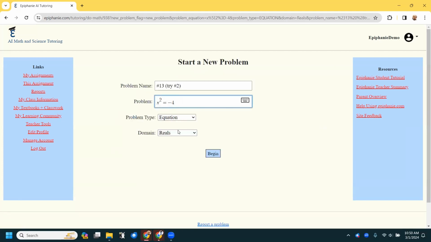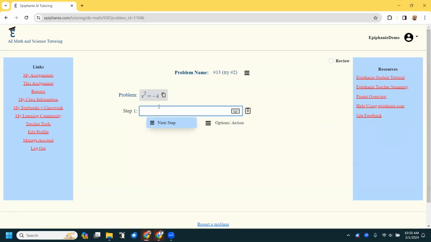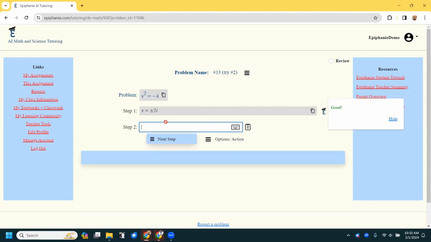This time, I'm going to set the domain to the complex numbers. You'll note that there are some other domains. I can use integers or custom intervals. I can set my own custom interval. I'm just going to stick with the complexes here. And now I can use the imaginary number i: x equals plus or minus 2i, and that will give me the correct answer in the complex plane.